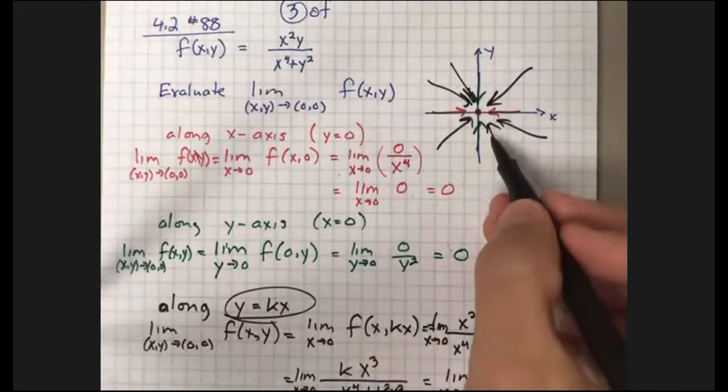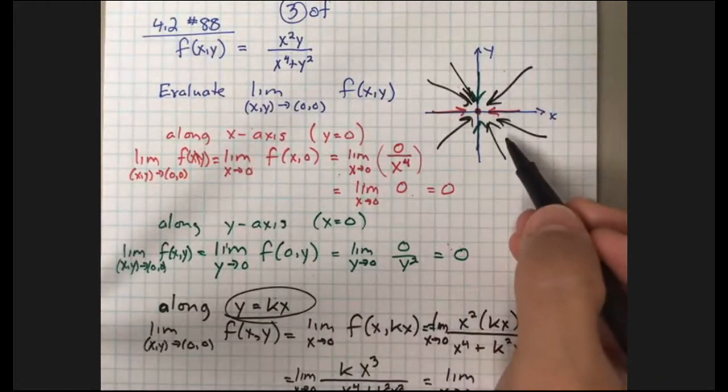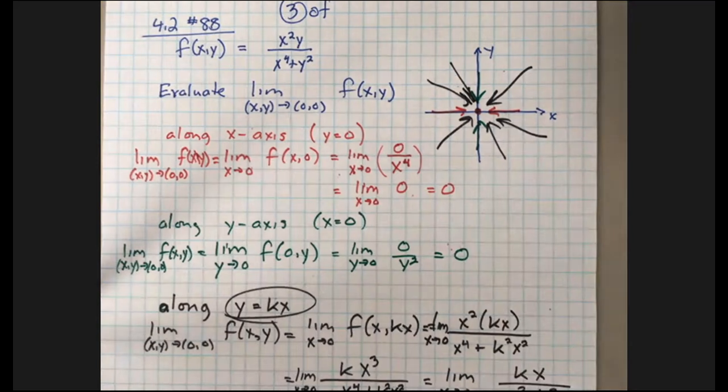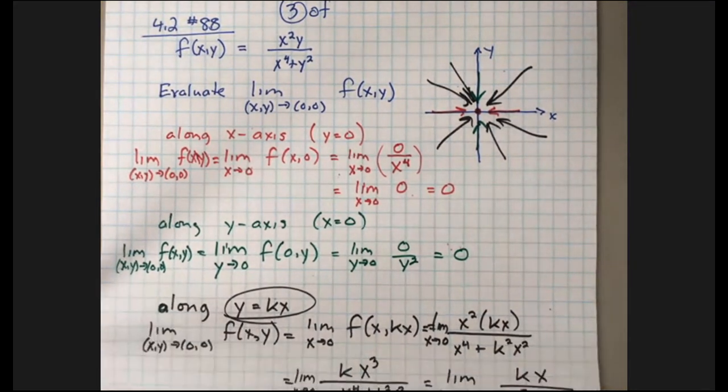Well, case closed. This function must approach zero as I approach the origin. This has got to be a very mellow, well-behaved function. But when you draw it, it doesn't look mellow and well-behaved. So let's give a drawing of this.